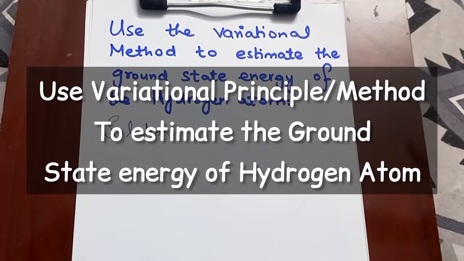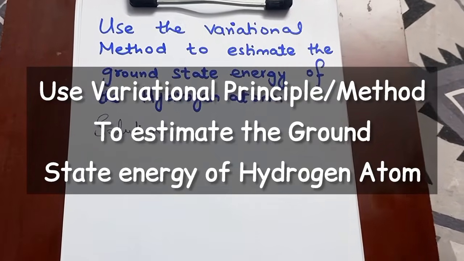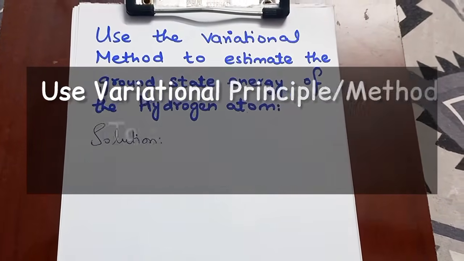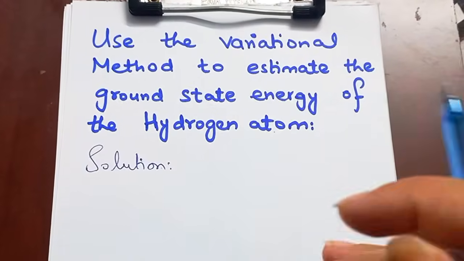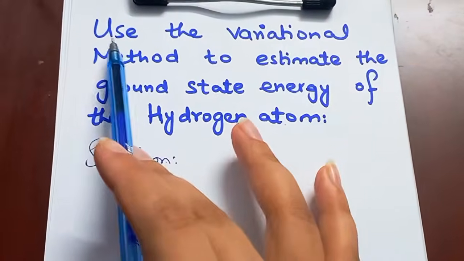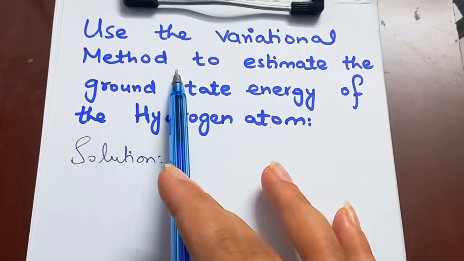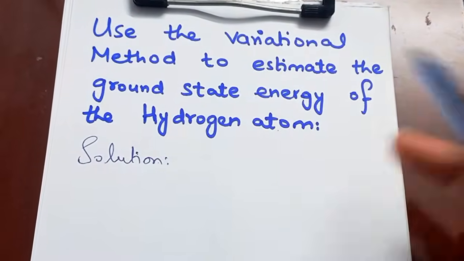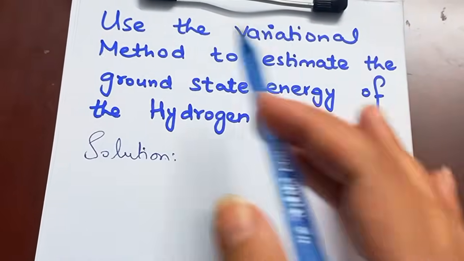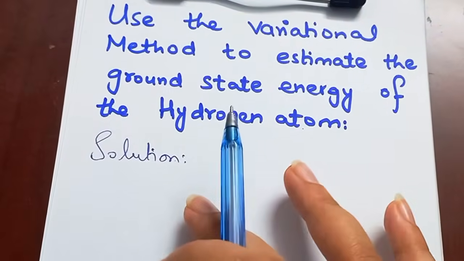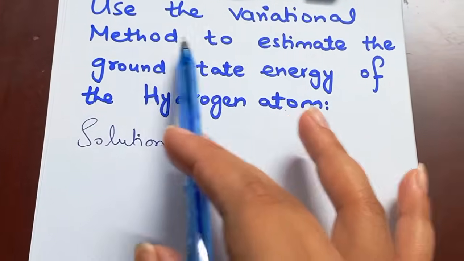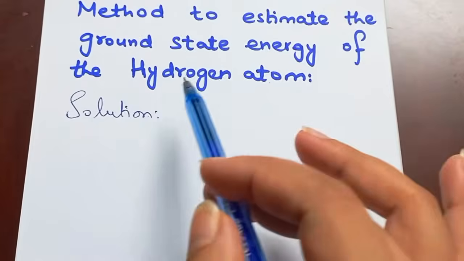In this video, we are going to solve another problem related to the variational method or variational principle. Let's see the problem statement and we will directly dive into the solution. The statement says: use the variational method. In some books it's principle, in some books it's method. Both of them are equivalent terms. So use the variational method to estimate the ground state energy of the hydrogen atom.